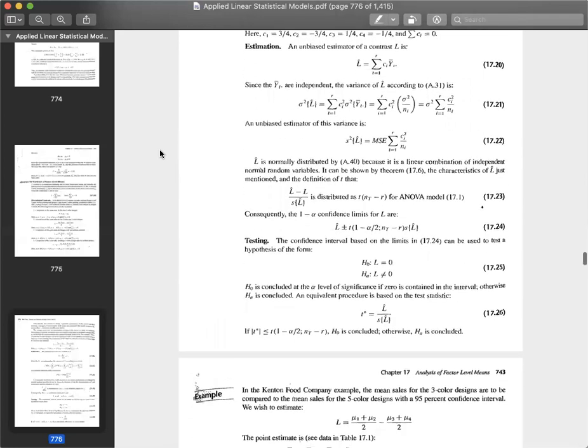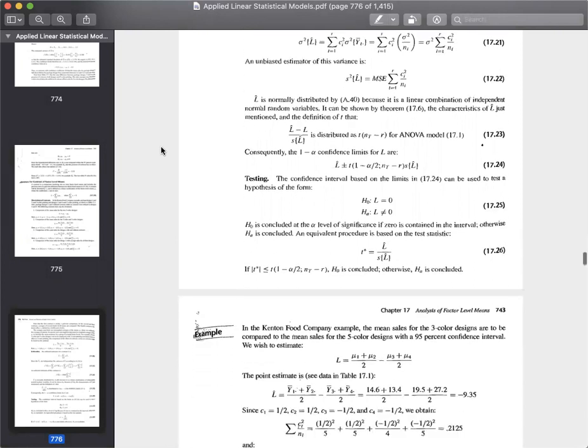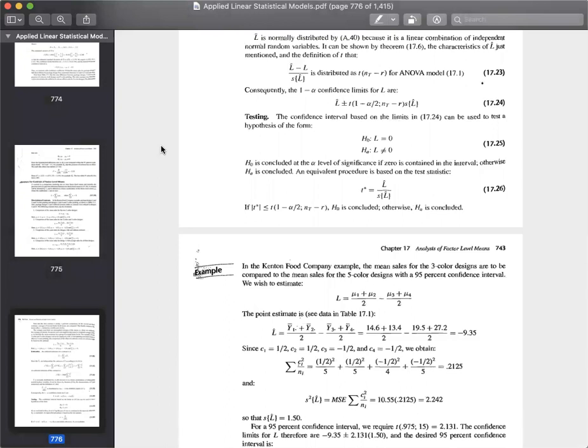The estimator is an unbiased estimator of a contrast L, which is L hat equals the summation of i equals 1 to r of c_i Y bar i dot. Since the Y bar i dot are independent, the variance of L hat is sigma squared times the summation of i equals 1 to r of c_i squared over n_i. An unbiased estimator of this variance is MSE times the summation of i equals 1 to r of the same value. L hat is normally distributed because it is a linear combination of independent normal random variables.